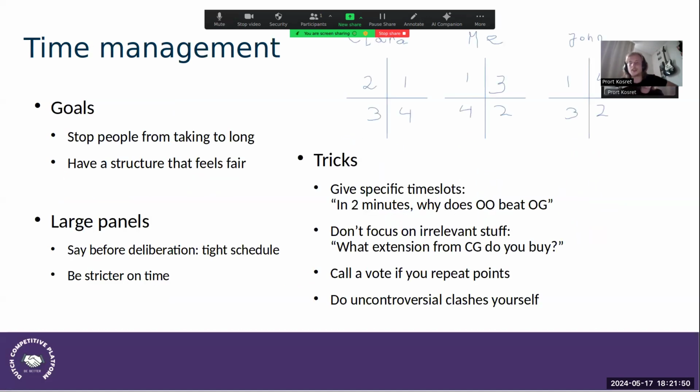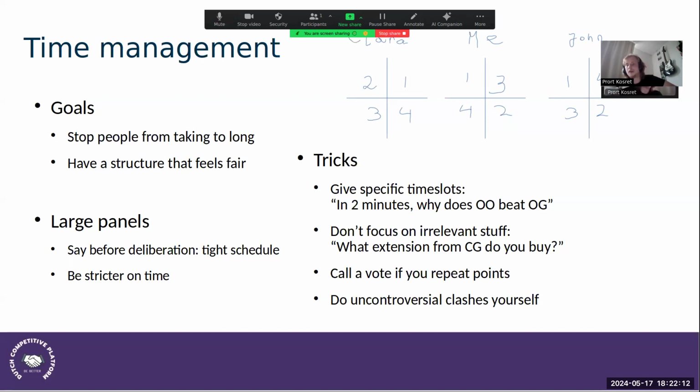Now, time management. What is the goal of time management? I think this is quite intuitive. I think it's just 2 things. Firstly, you need to make sure that you stop people from talking too long and making the deliberation go on for too long. But another thing that also gets a bit forgotten is to create a structure that feels fair.